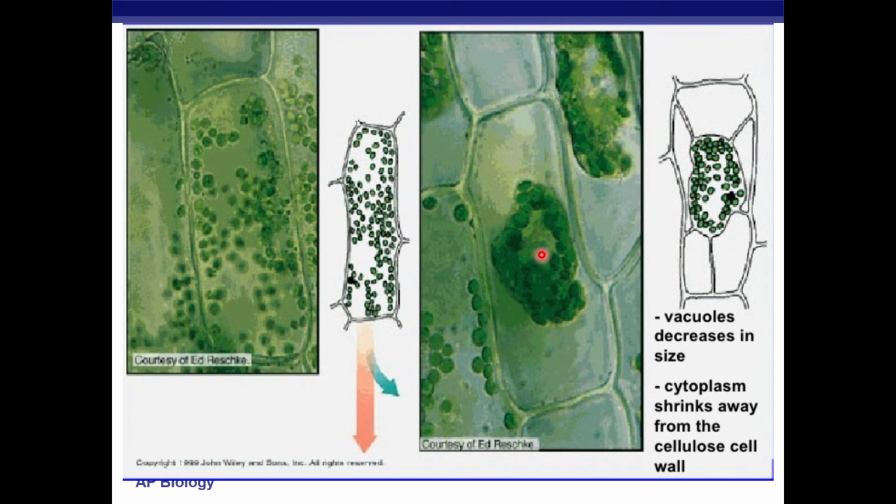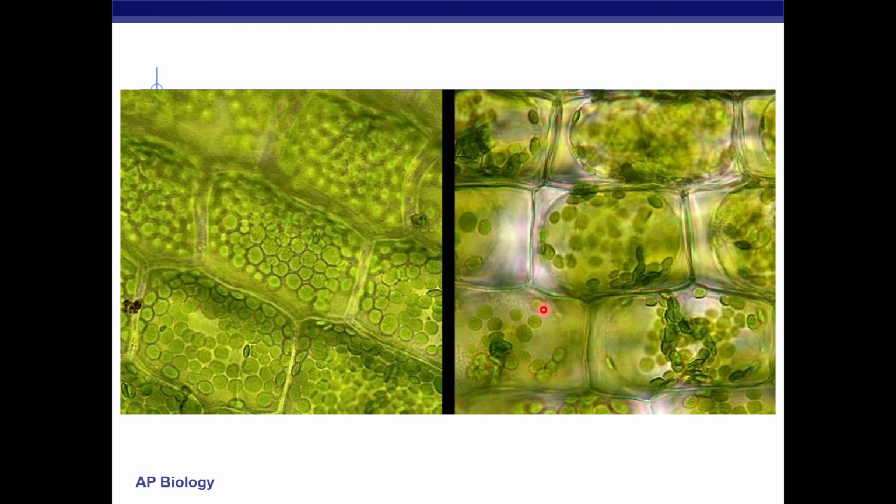Here's an example of a cell that is being placed in a hypertonic solution, so the water is being pulled out, and the cell is going through plasmolysis. Another actual microscopic picture, little algae cells that are going through plasmolysis. This is how they should look, and this is how they look when they're placed in a hypertonic solution.